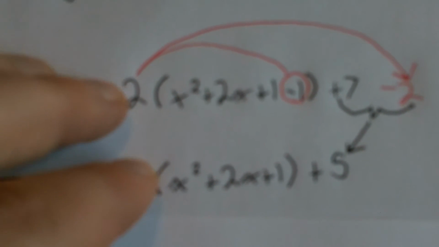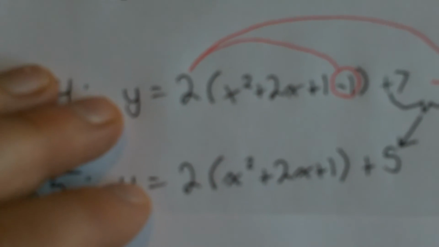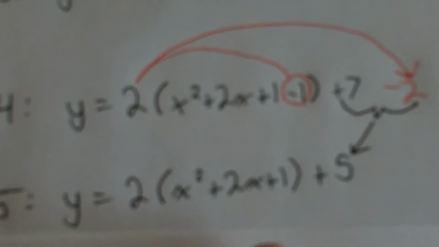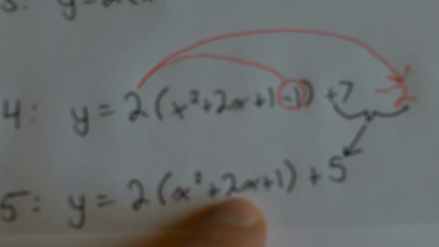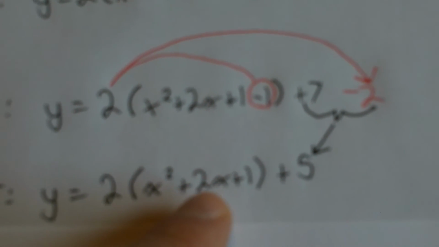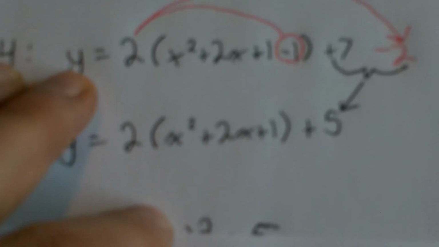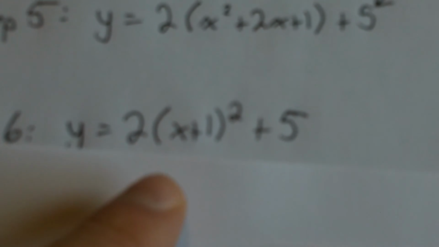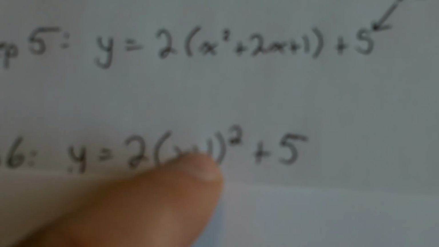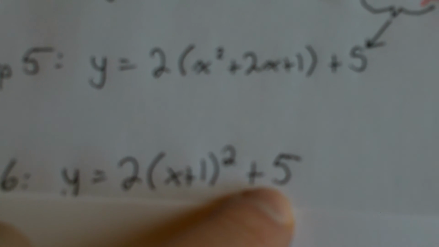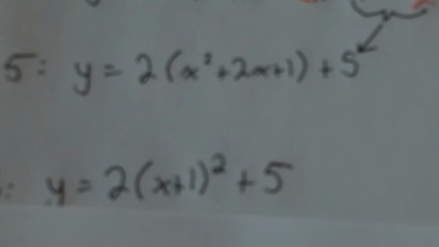Now, it's a perfect square, so you can just factor it, or find two numbers that multiply to 1 and add to 2. Well, it's the same number, it's 1. So x squared plus 2x plus 1 factors down to (x plus 1) squared. Keep the 2 in front, keep the 5 outside. It's now in vertex form.